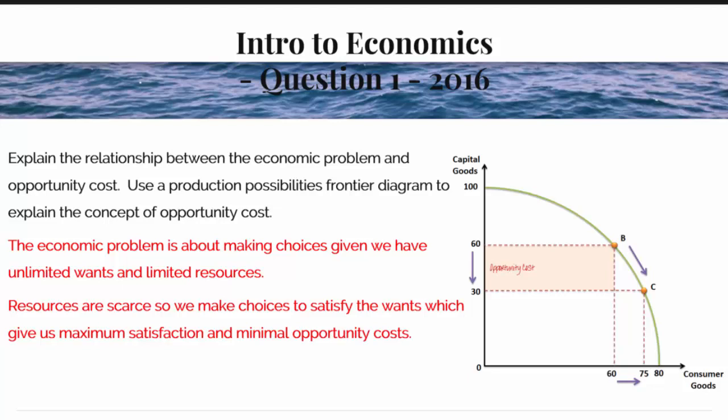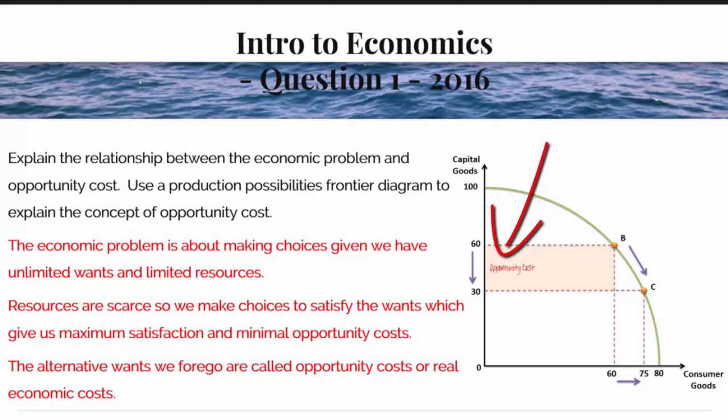That means that we had a loss of 30 units, which is the opportunity cost of this decision. Gaining 15 consumer goods has cost us 30 units of capital goods. So the alternative wants we forego are called opportunity costs, or as I said before, real or economic costs.